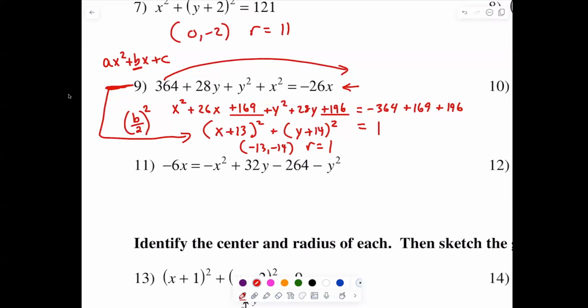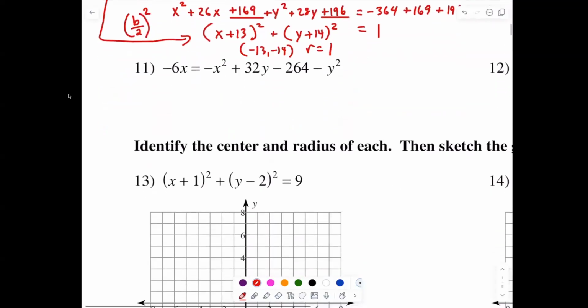All right, so let's take a quick look at number 11. You always want your square terms to be positive. So I'm going to move the negative x squared over, and that's going to be x squared minus 6x, leave a space. Now I need to move the y squared because it's negative. So that's going to be a positive y squared and a what? Negative 32y, leave a space, equals negative 264. Does anybody have any problem with that?